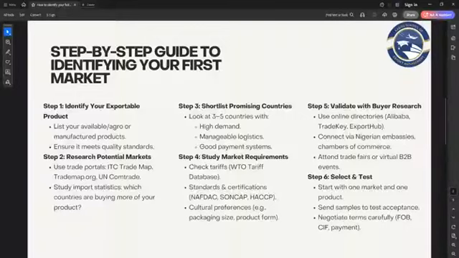And step 6 is select and test. So you start with one market and one product. I even said like 2 commodities is good enough. Send samples to test acceptance, so you want to send your samples and all that to your prospective buyers. Negotiate your terms carefully and select your Incoterms also carefully.